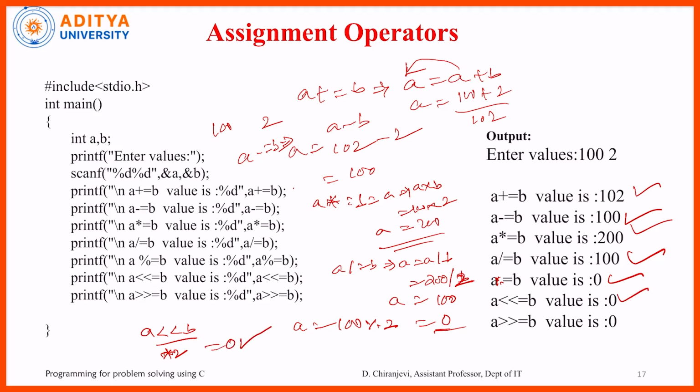And a right shift b. So here again the value is 0, so any time you perform division by 2, again you will get 0.